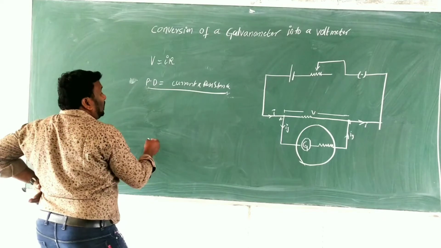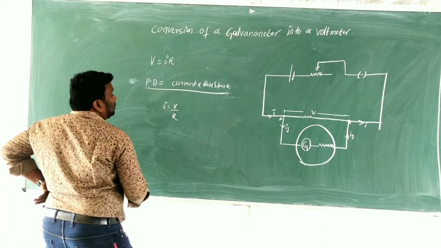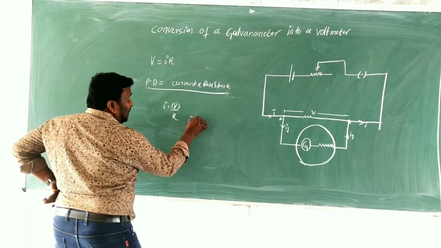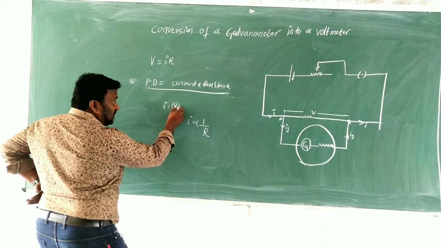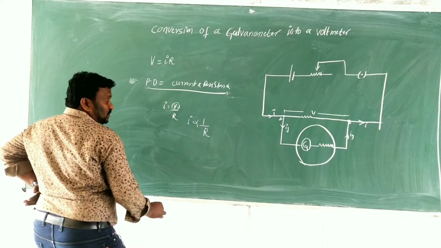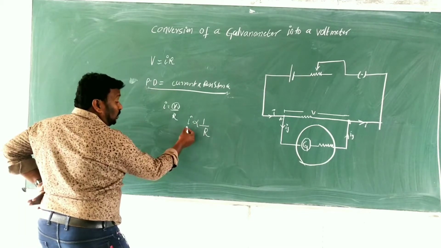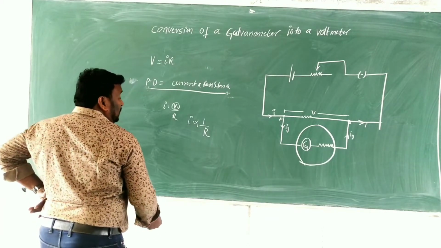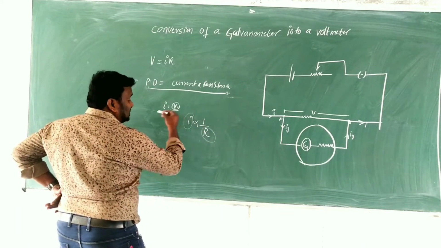To understand simply, V = IR. From that, I = V/R. If you imagine V is constant, then I is proportional to 1/R. Here V is the potential we are going to measure by using the voltmeter, so it is taken as constant. Then I is proportional to 1/R; these two are inversely proportional. If the value of R we selected is more, then the current will be less.